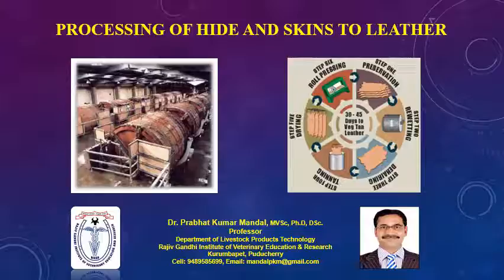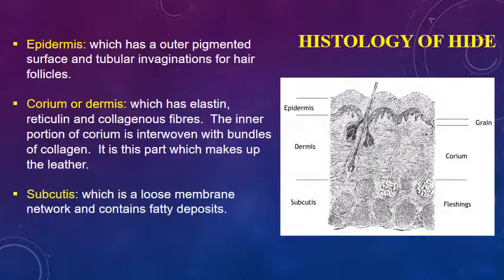That is, it starts with the preserved hide or dried hide, and it will be discussed in three parts. Firstly, the pre-tanning operation, then the actual tanning operation, and then the post-tanning operation, which includes finishing of leather and a little bit about the use of leather and properties of leather. So this lecture is about processing of hide and skin into leather.